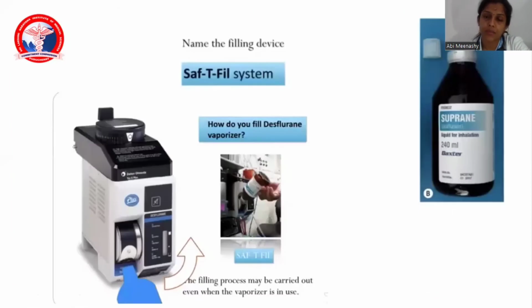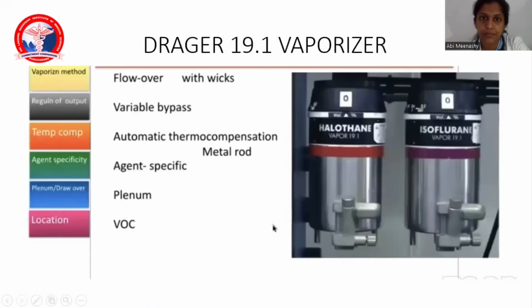Okay, what is the filling system for desflurane? It is called the safety fill system. This is the port for filling. You can fix the desflurane bottle here, and you keep it upside down. Only then via gravity will it get filled in the vaporizer. You also have a side glass here. You can see the level of the agent there.